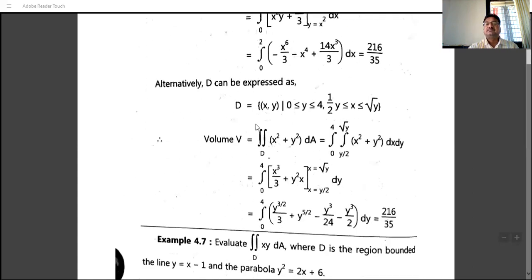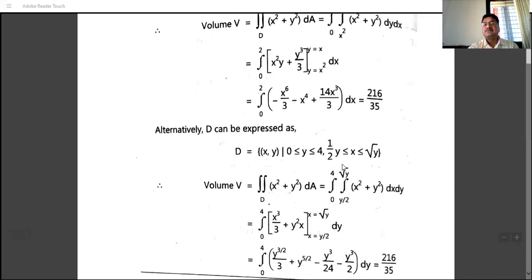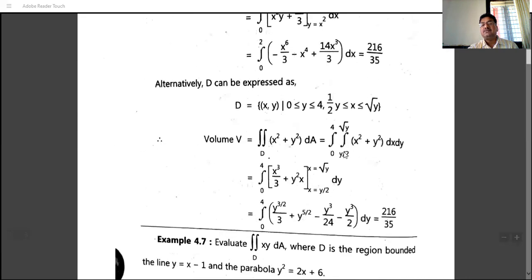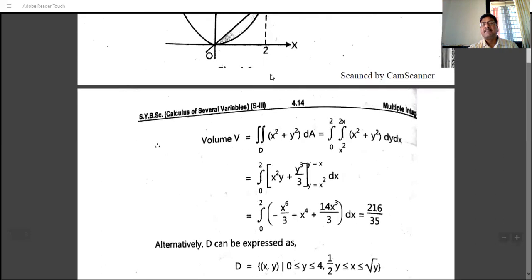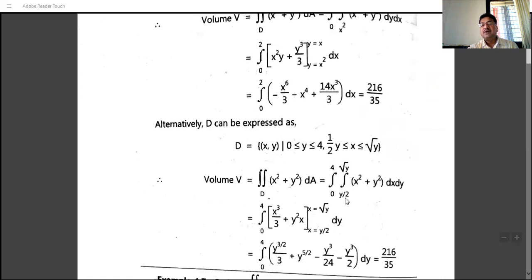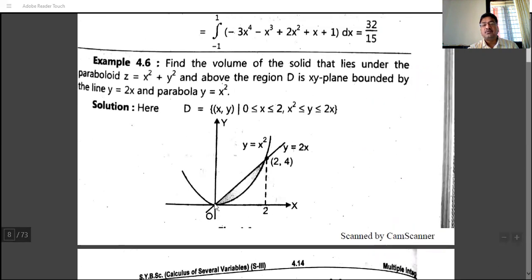We can also integrate this with respect to x first. If I have to integrate x first, then take a strip parallel to the x-axis. One end of this strip touches y is equal to 2x, that is, x is y by 2. So write y by 2 as the lower limit, and the other end of this strip touches y is equal to x square, so x is root y. So y by 2 to root y, and y runs from 0 to 4.